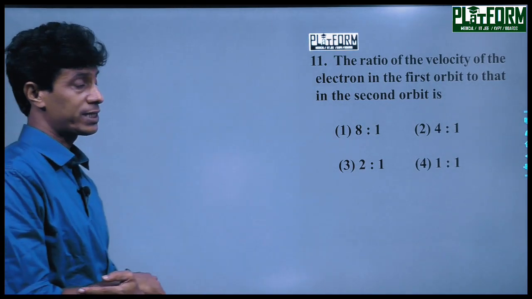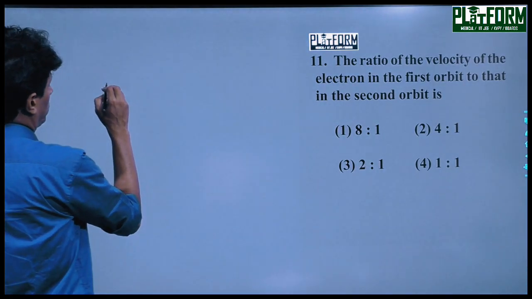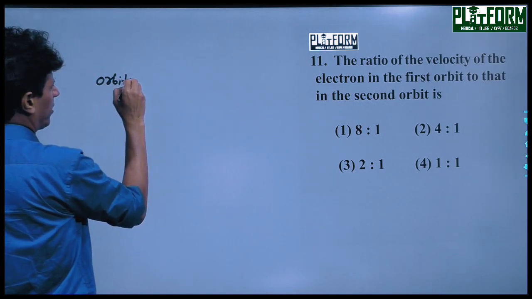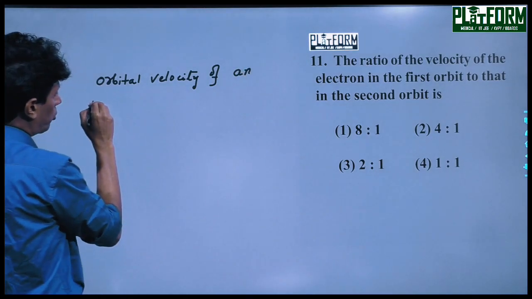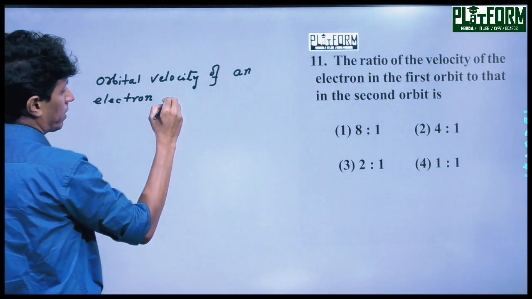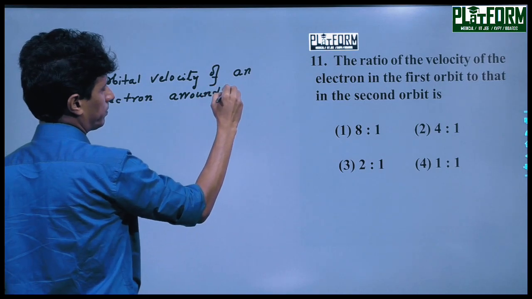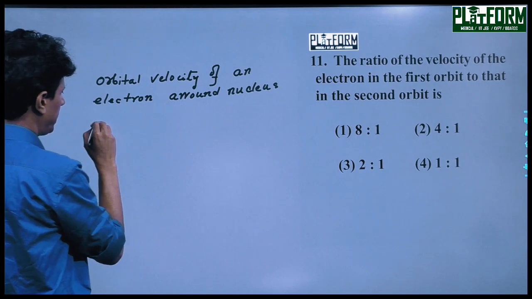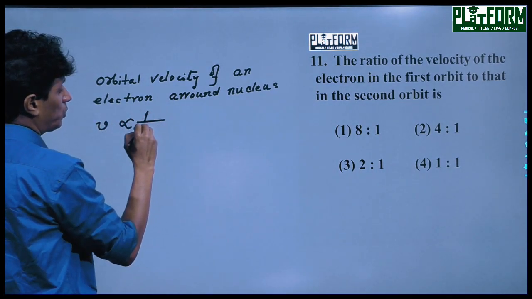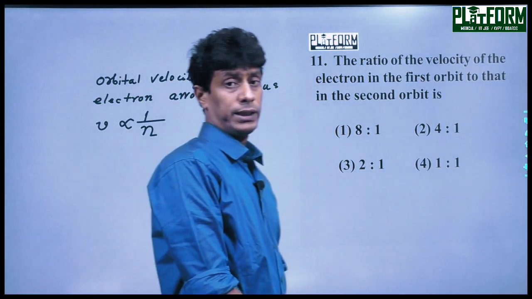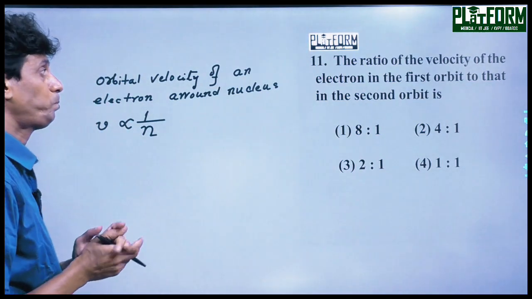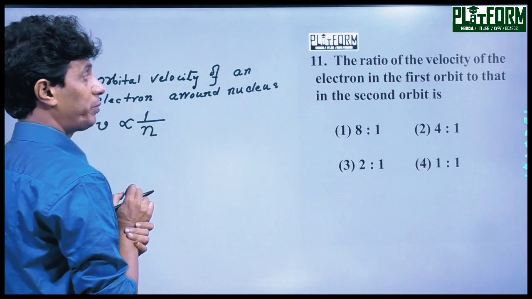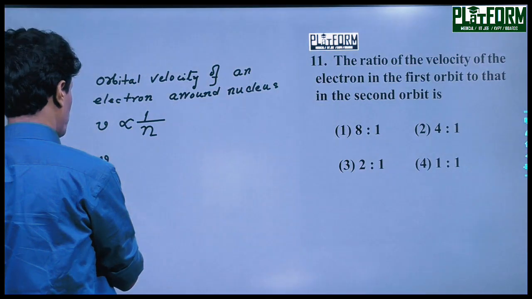Next problem. The ratio of velocity of electron in first orbit to that in the second orbit. We know the orbital velocity v of an electron around the nucleus is inversely proportional to the quantum number. n is the quantum number, that is you have to put the value 1, 2, 3, orbit number 1, orbit number 2, orbit number 3. Okay, here the ratio in the first orbit to the second orbit is v1 by v2.